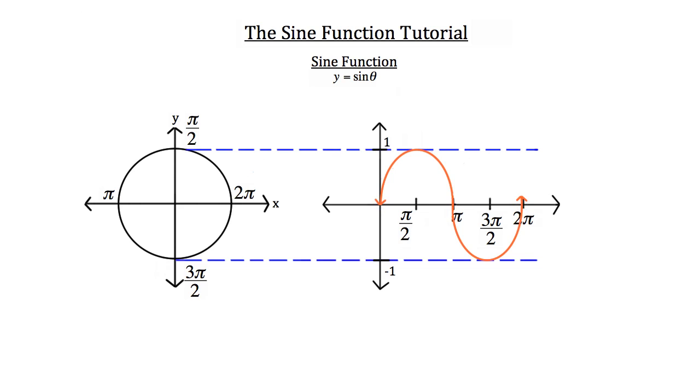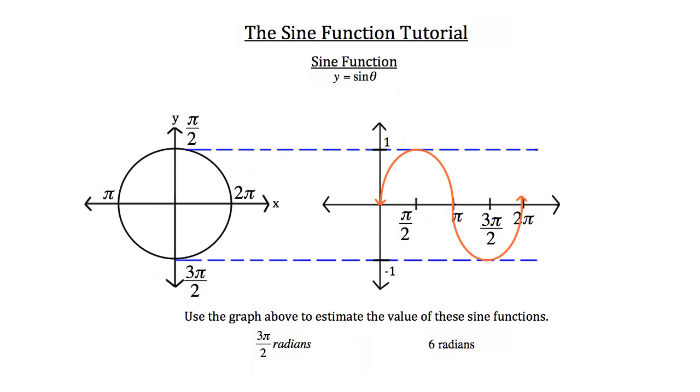So if I were to ask you to use the above graph to estimate the value of these sine functions, you could. Let's begin with that 3 pi over 2 radians. Now remember, we just go over to our sine function here to the location of 3 pi over 2 radians on that graph, and we're going to go until we find where that x value matches up with our sine curve. And we take that y coordinate of where that sine curve is, and that's our value of the sine function at 3 pi over 2 radians.